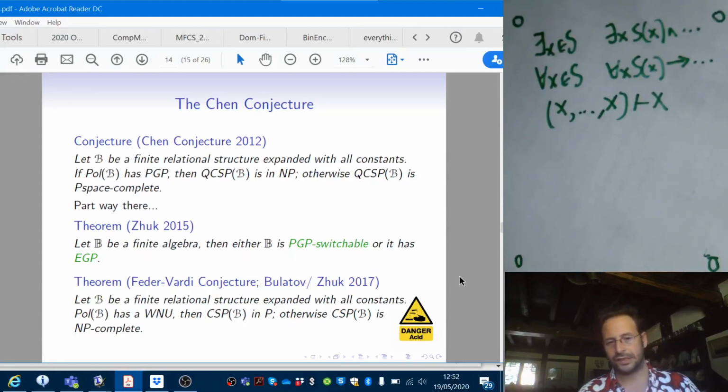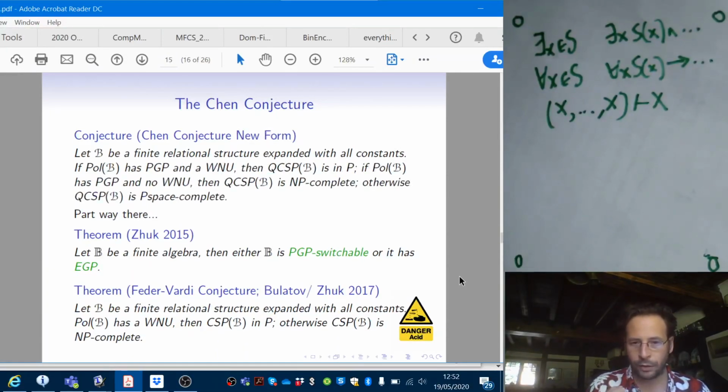What they proved is that the constraint satisfaction problem is either in P or is NP-complete. I've given the P case here with WNU, weak near unanimity polymorphism. You don't need to know what it is in the context of this talk. Given that there was this dichotomy between P and NP-complete for the CSP, with the Chen conjecture, that would actually give a trichotomy for the QCSP between P, NP-complete, and PSPACE-complete.